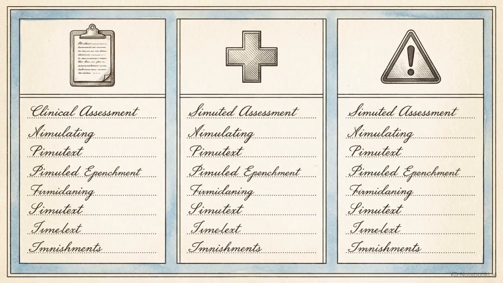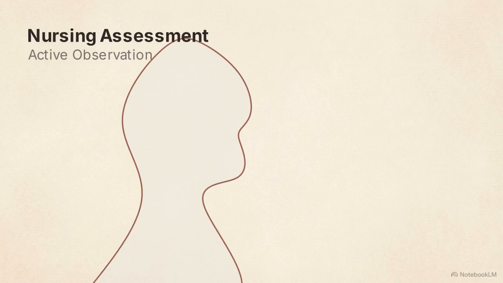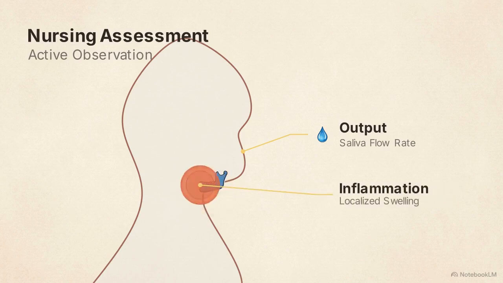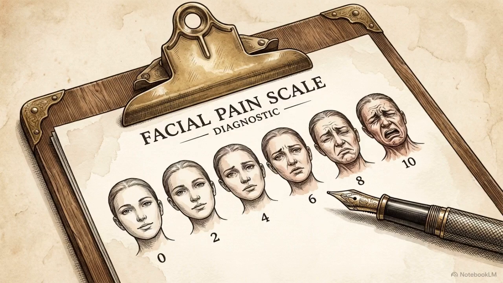Translating all of this anatomical and diagnostic data into practice requires a clinical nursing approach, which we can organize here on our assessment matrix. The core nursing assessment relies on active observation. Nurses must monitor the patient's saliva flow rates, check for localized glandular swelling, and track systemic infection markers, such as fever. It requires a specific assessment of the patient's pain profile.